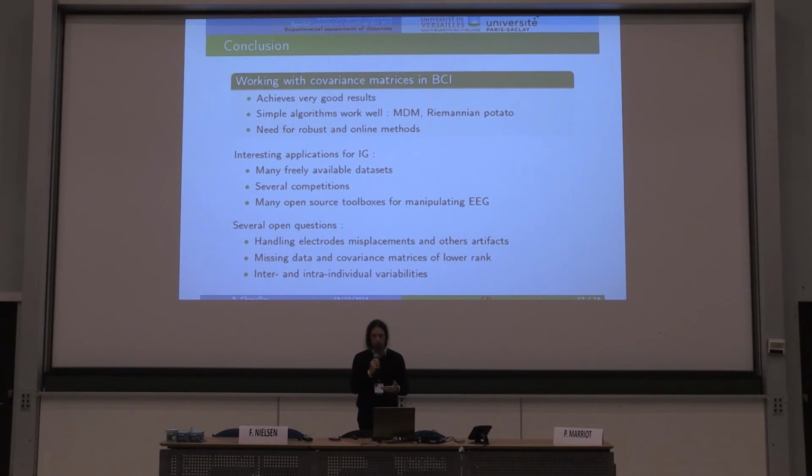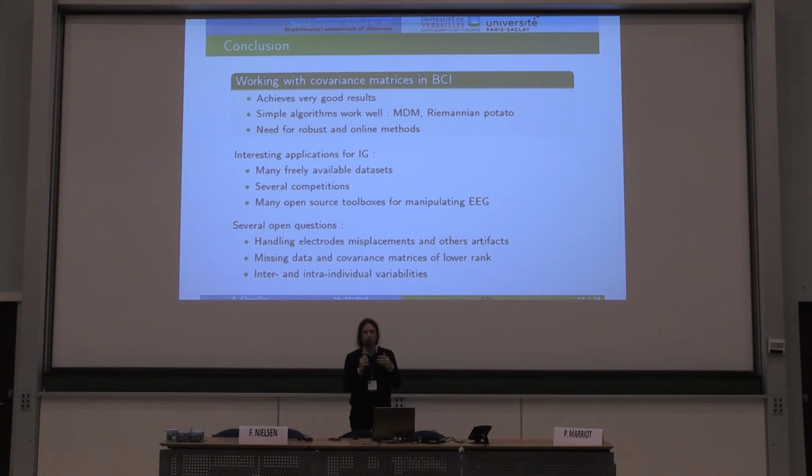So in just a word of conclusion, using covariance matrices in brain-computer interface allows us to achieve very good, very competitive results. Even simple algorithms are working well, and there is a real need in the community for new methods to attack several difficult problems.